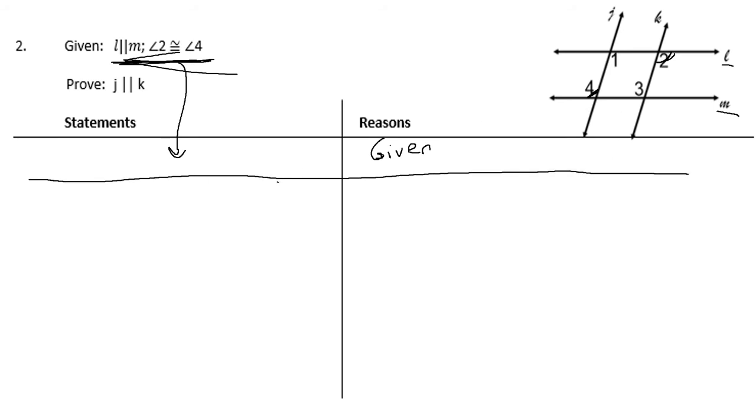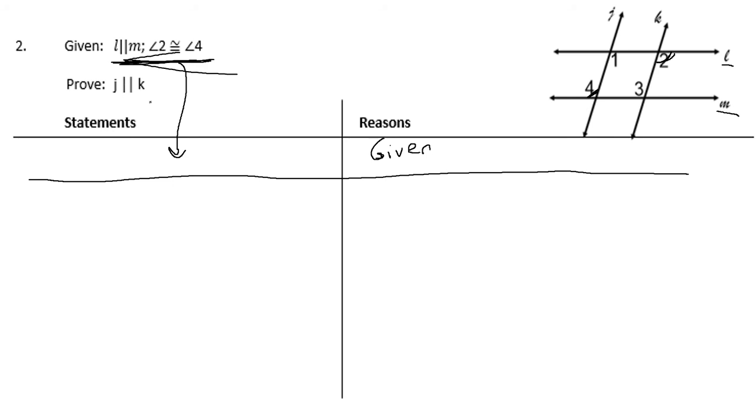So I know that 2 is congruent to 4, and I know that this, so this is a big given right here, L is parallel to M, because this means I can use all the corresponding, alternate, consecutive theorems for these two lines here. And that's going to help me get something with J and K.